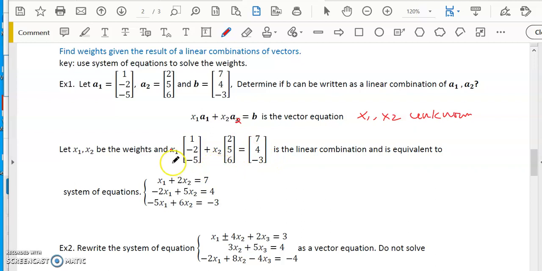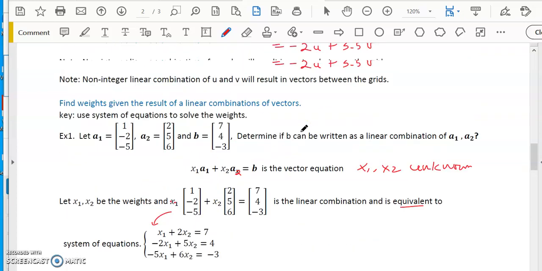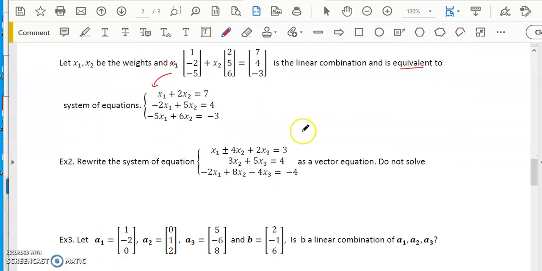And you can see this is equivalent to a system of equations. A vector equation all of a sudden becomes a system of equations because you can multiply the x1 as a scalar into the vector entries and equate each entry on the left-hand side to the right-hand side. So x1 times 1 plus 2x2 is equal to 7. x1 times negative 2 plus x2 times 5 is equal to 4. x1 times negative 5 plus x2 times 6 is equal to negative 3. So this is just a basic system of equations, three equations with two unknowns. If you can solve it, then you can find the linear combination. Linear combination means adding them to get to a new vector.